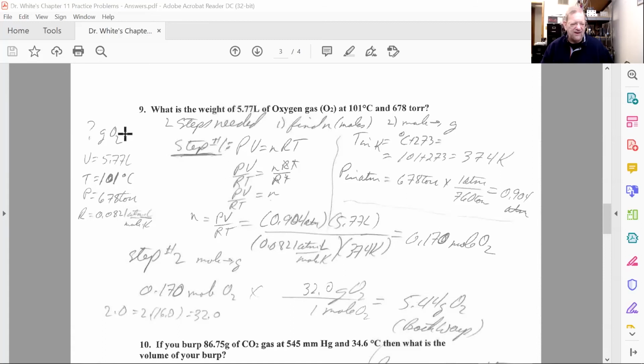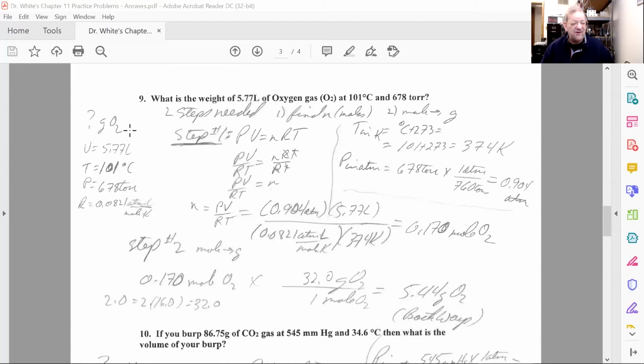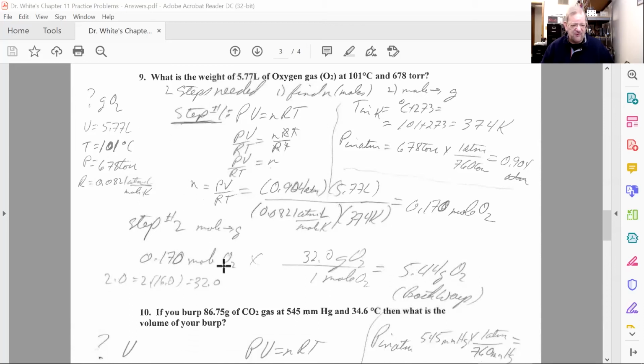No, we want to get grams of oxygen. And how do we do that? Second step. I have moles of oxygen. I want to get the grams of oxygen. I use my good buddy, my good friend, unit analysis. Whatever I'm trying to get to goes on top. Whatever I'm trying to get rid of goes underneath. Where do we get this?